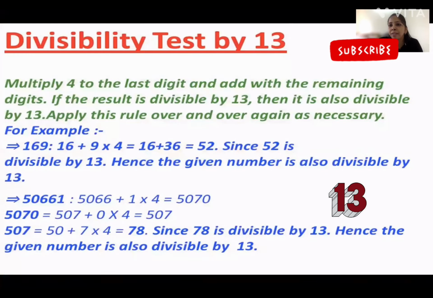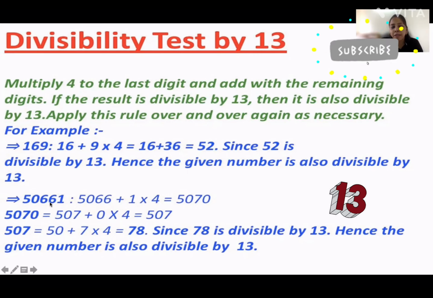So the next one is divisibility test by 13. Multiply 4 to the last digit and add it to the remaining digits. If the result is divisible by 13, then the number is also divisible by 13. Apply this rule over and over again as necessary. For example, 169. Here 16 plus 9 into 4 is equal to 16 plus 36 is equal to 52. Since 52 is divisible by 13, hence the given number is also divisible by 13.